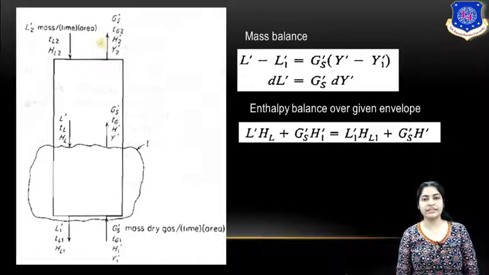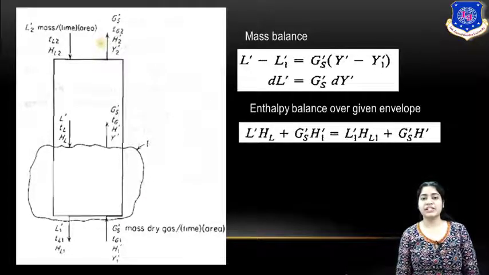Your liquid can be water also here. At the top, L2 dash is the flow rate of your liquid, and GS dash is the mass flow rate of your gas on dry basis. What is the unit here? That is mass upon time into area. As area is there, it means it is a flux. All the quantities L dash and GS dash are mass flux.